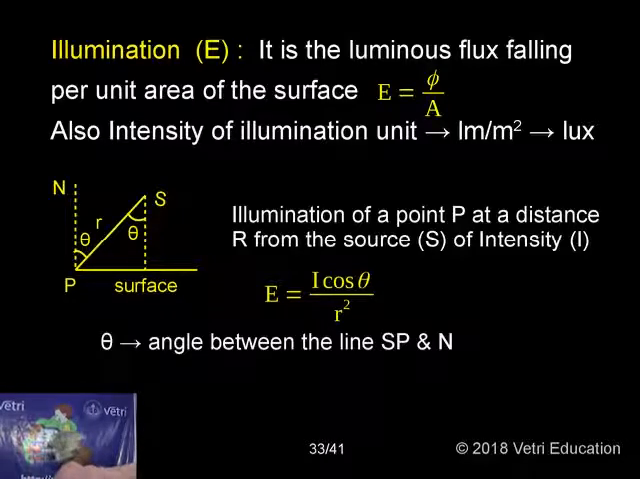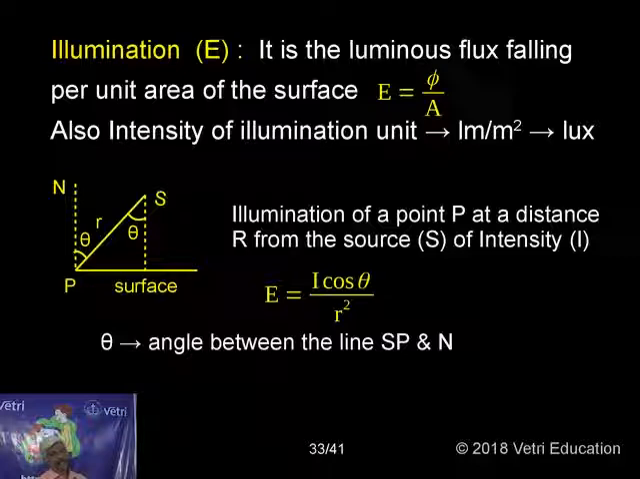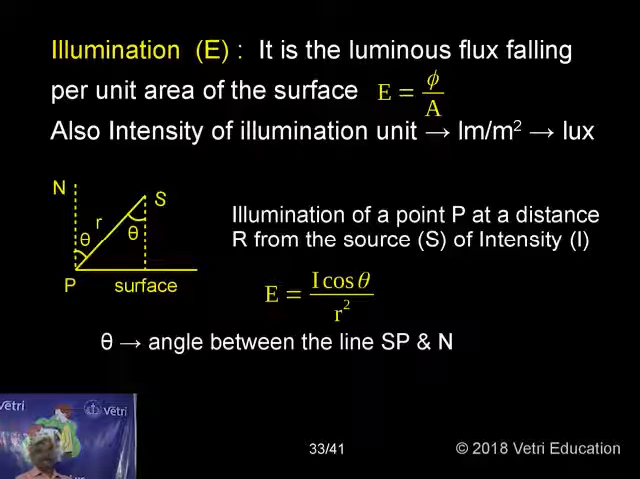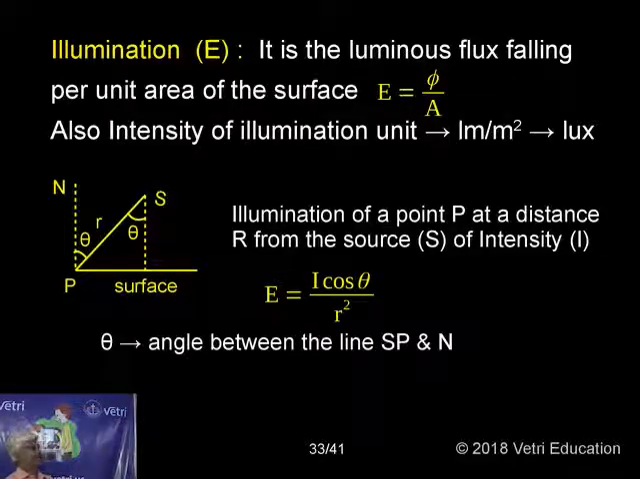Illumination. We see how bright something is, how it is illuminated, that brightness. It is the luminous flux falling per unit area, phi by A. Illumination E can be calculated by the luminous flux falling per unit area of the surface. Therefore, E is equal to phi by A. Also called intensity of illumination, its unit is lumen per meter square, lux.